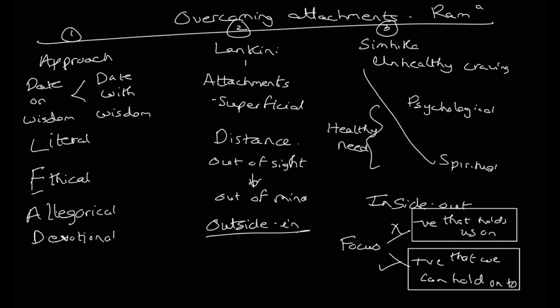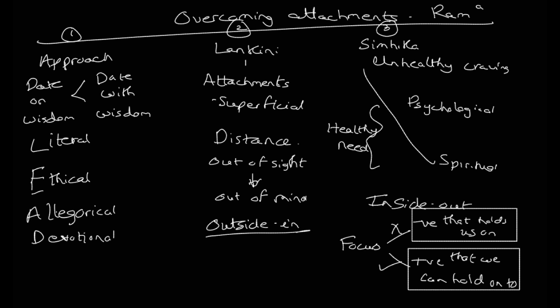So I'll summarize what I discussed today. I talked about overcoming attachments based on the Ramayana, and I talked about three main points. The first point was the approach that we have to give to this epic. We discussed how you should not get too caught in the facts and the numbers and figures. It's not a date on history; you remember? Values and principles. A date on wisdom.